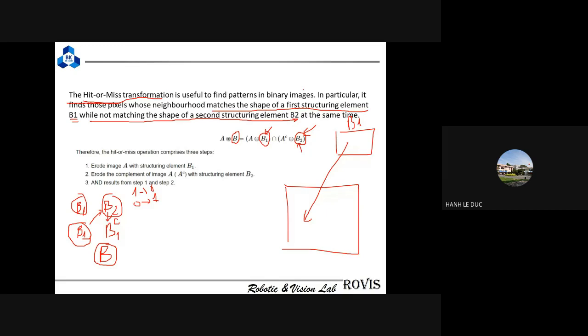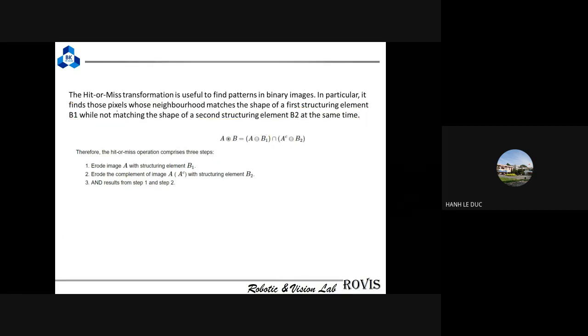Okay, I explain again. Hit and miss transform. So what is it? The hit and miss transform follows this equation. If you cannot hear my voice, just inform me by cell phone, just call me.